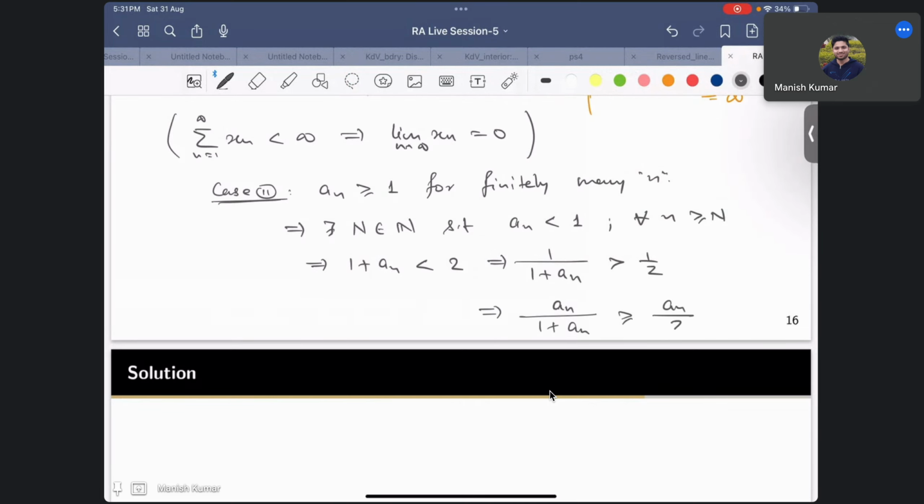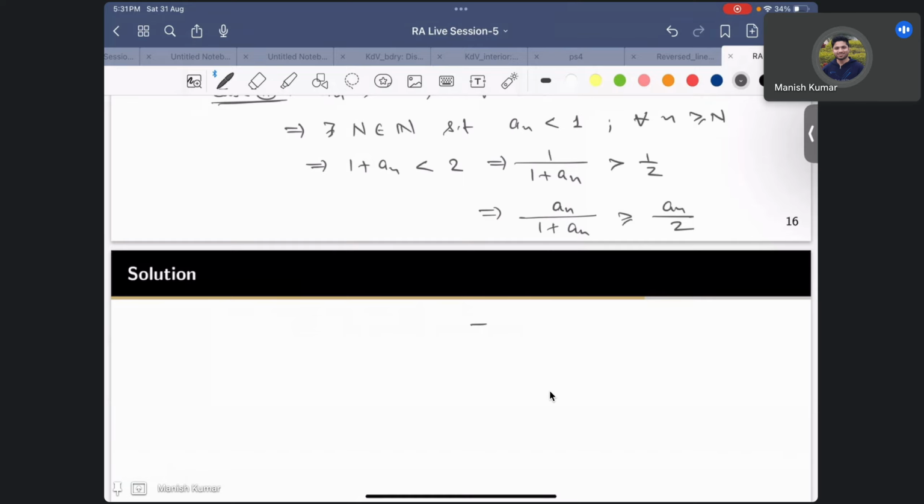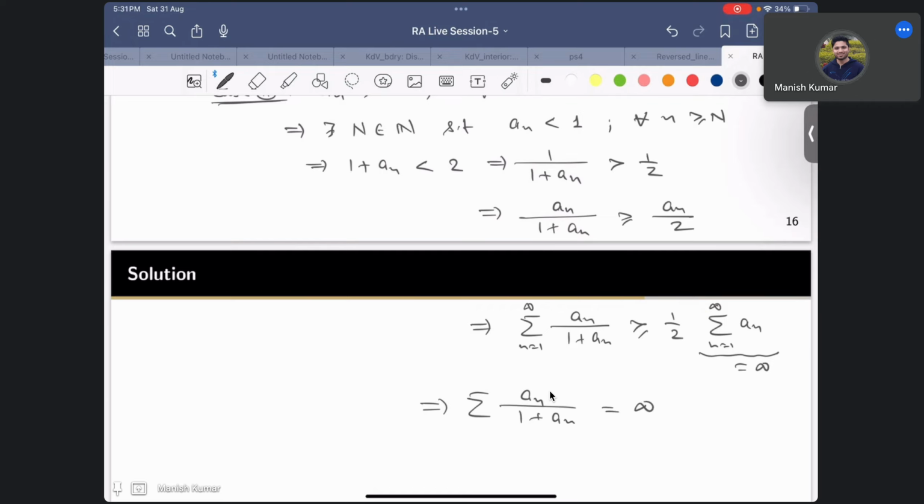And now again I'll use the same argument. If I sum it here, the summation of an upon 1 plus an is greater than or equal to the summation of an upon 2, n from 1 to infinity. So this half I can remove, it's not an issue. I'll take the half common and bring it out. Now you know that this series is divergent, so this sums up to infinity, and so this tells you that the summation of an upon 1 plus an is equal to infinity, or diverges.